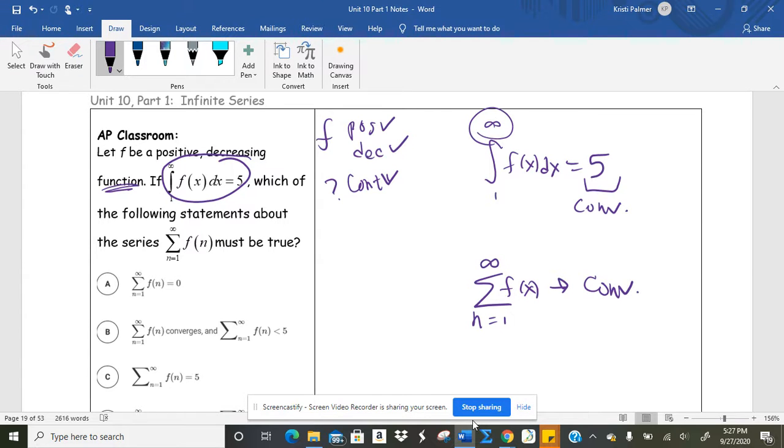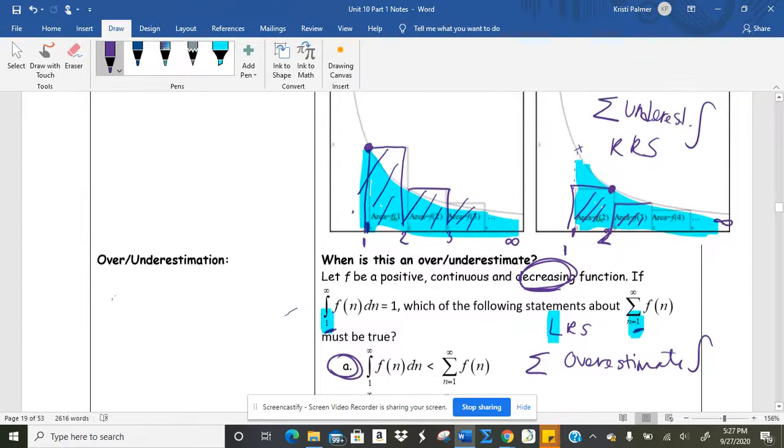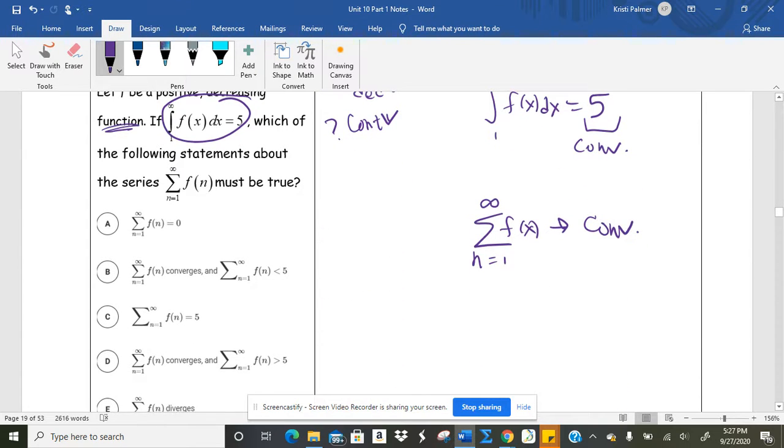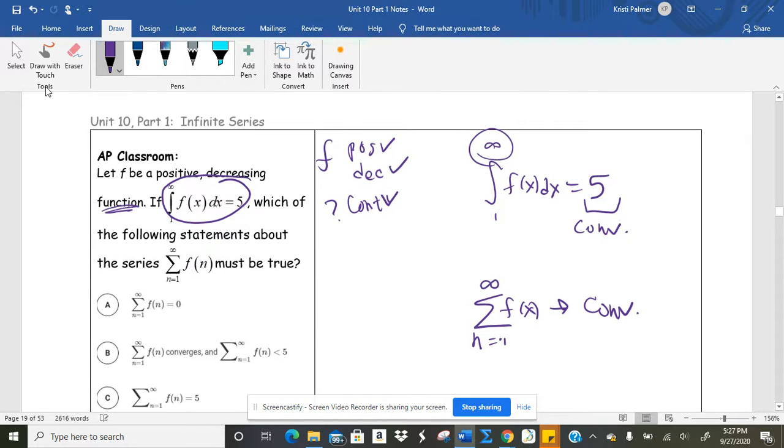Does it converge to 5 itself? No. In fact, if we're 1 to 1, we just saw up above that the integral is going to be an underestimate, and so it's definitely not going to be the same. That integral is actually smaller. So this one down here would be greater than 5, but we don't know exactly what the value is. All we know is that it converges, okay?